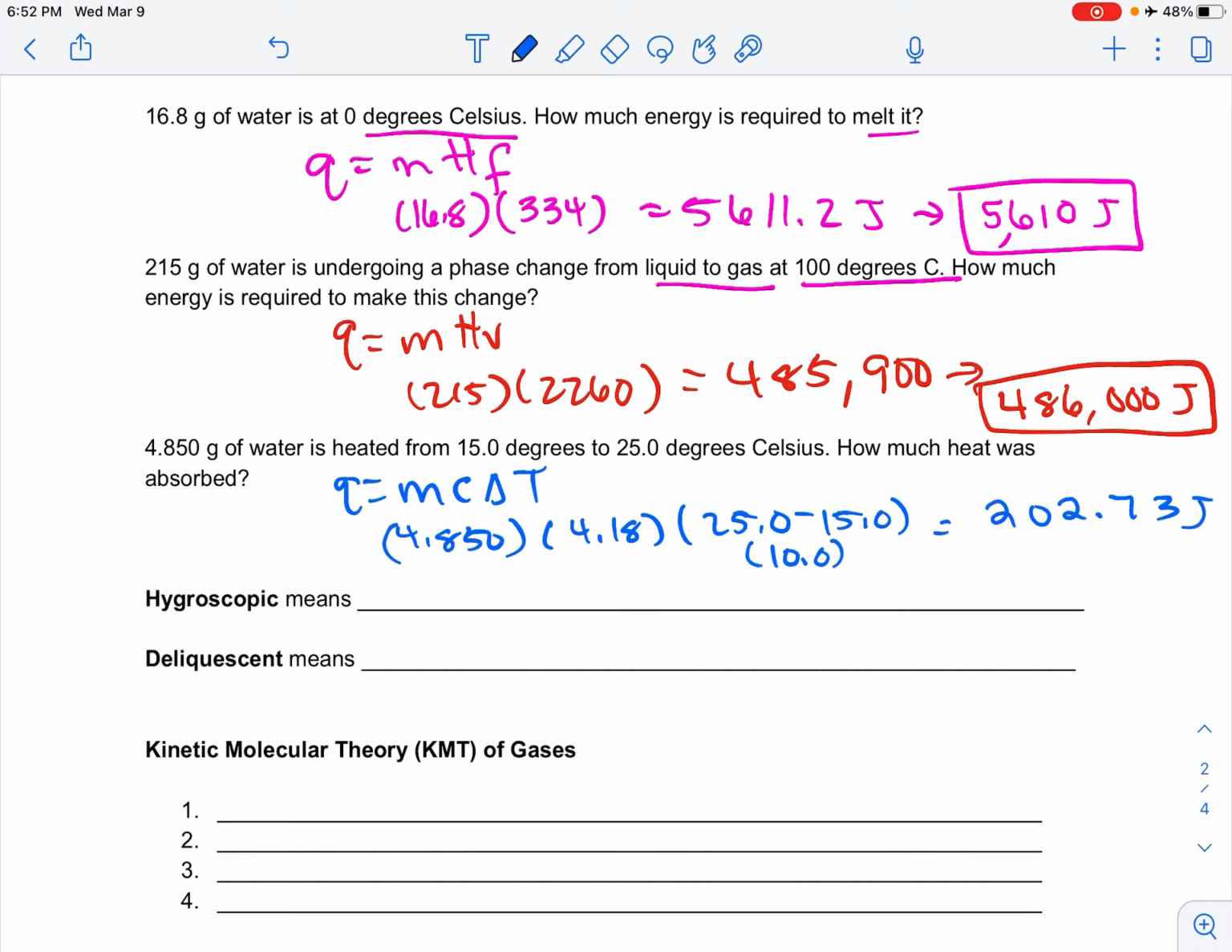202.73 joules. And this is 4 sig figs. This doesn't count for sig figs. This is 3 sig figs. So 3 sig figs would be 203 joules.